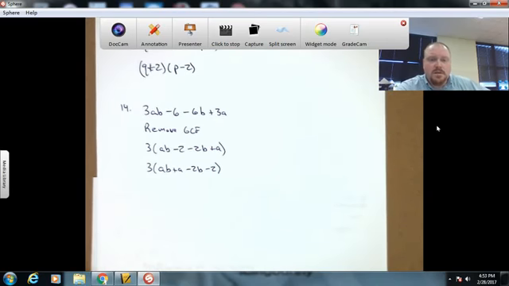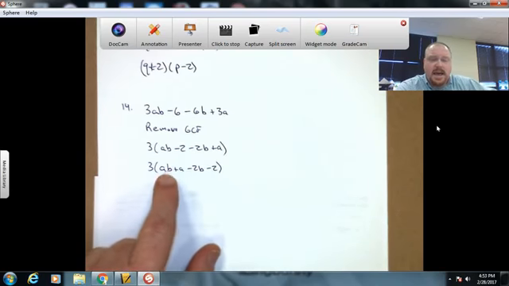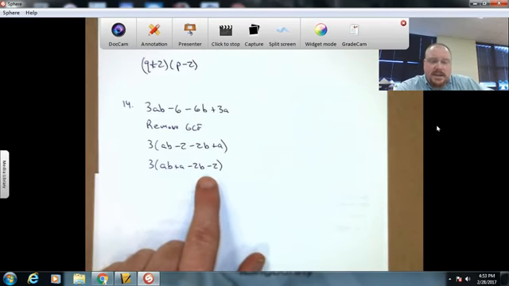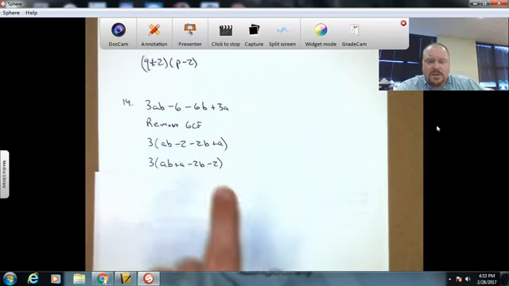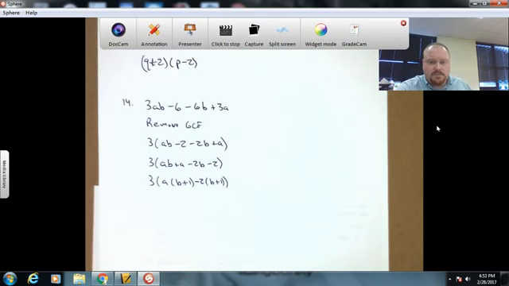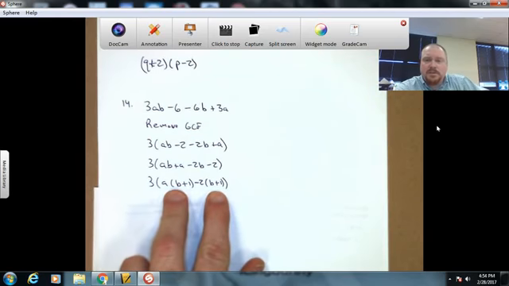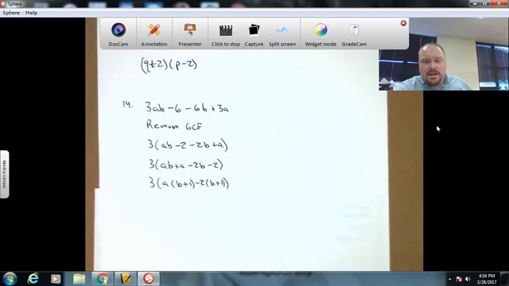So now looking at this, I could say, hey, I could take an A out of these first two. Out of the second two, I know I could take out a -2. And look at that, my parentheses are the same. So therefore, I can factor this. I can factor out that B plus 1, and what's left over is the A minus 2.